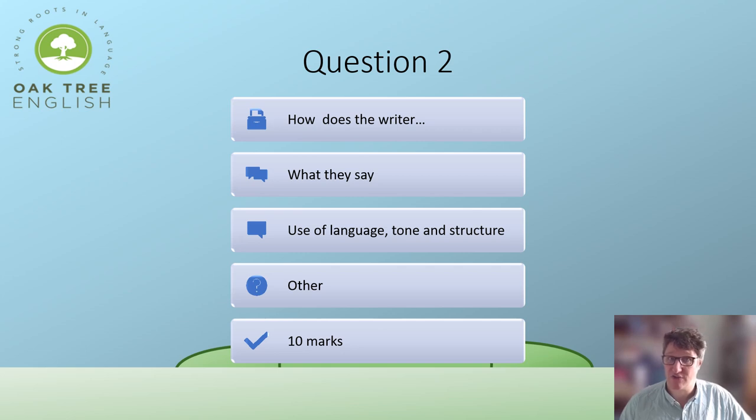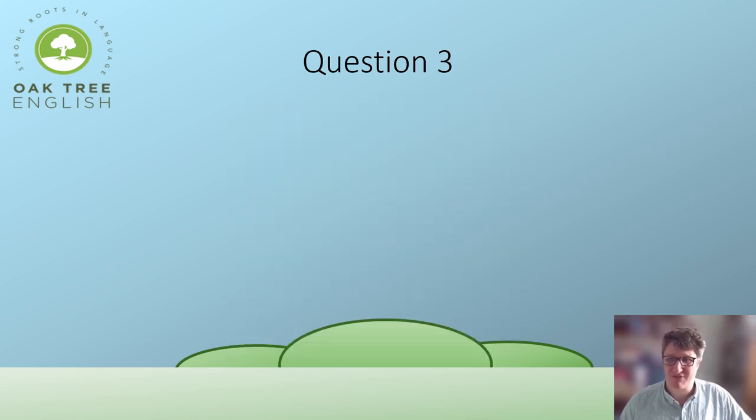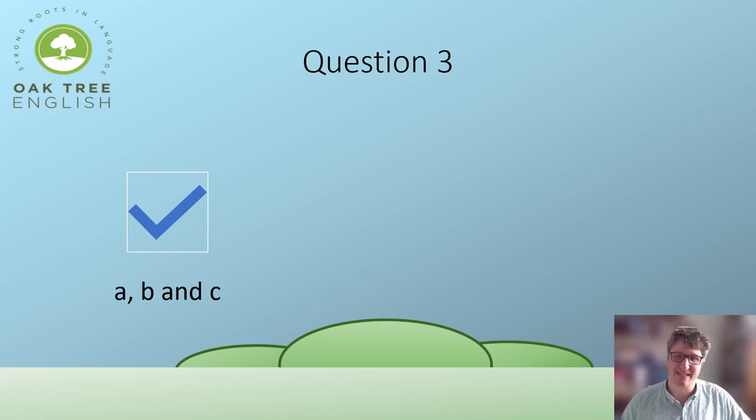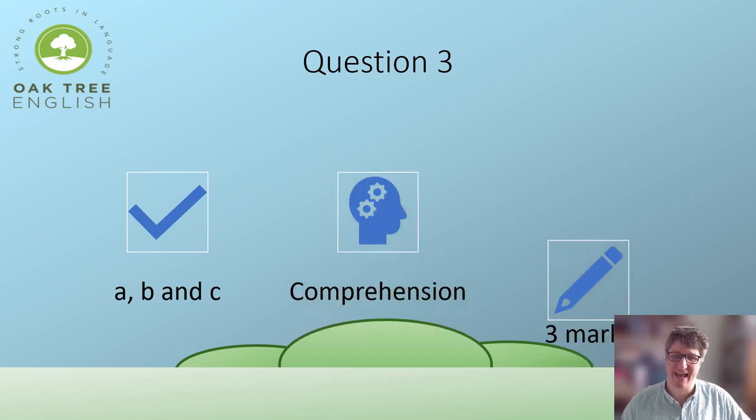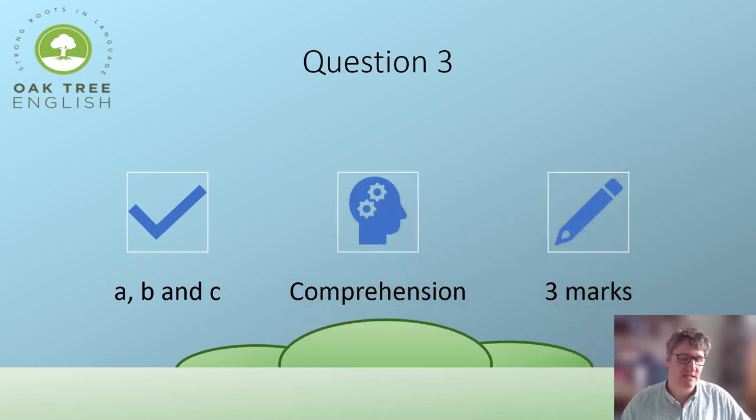And then on to question three. Question three is another comprehension one, which you've still been doing since primary school and which you know how to do. This is a quick and easy one. Don't spend too much time. It's A, B and C again. It's comprehension again, and it's three marks again. There's no tricks here.